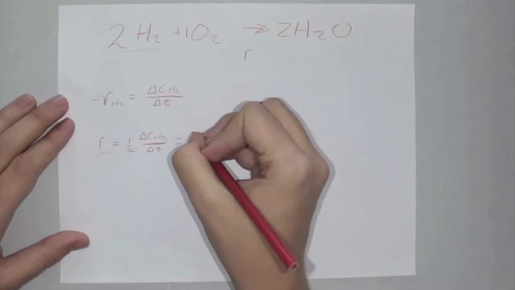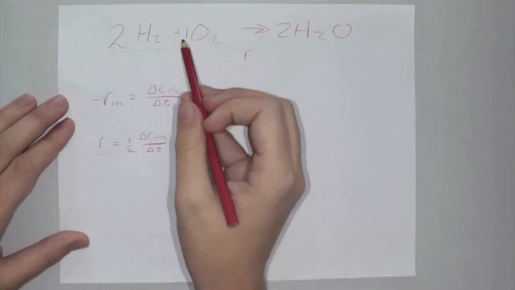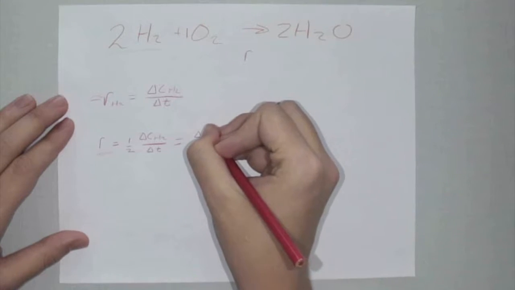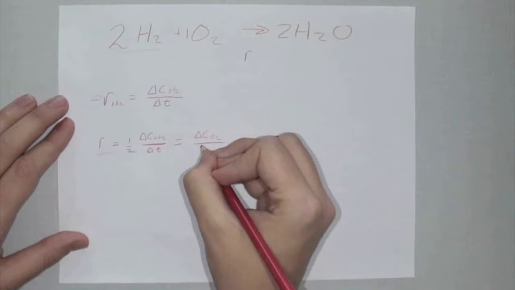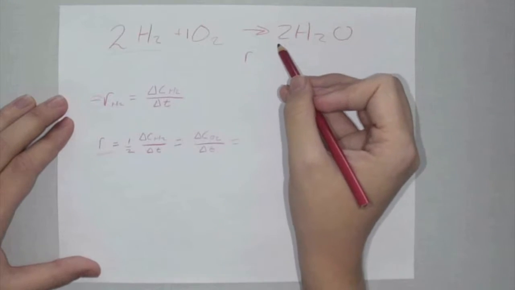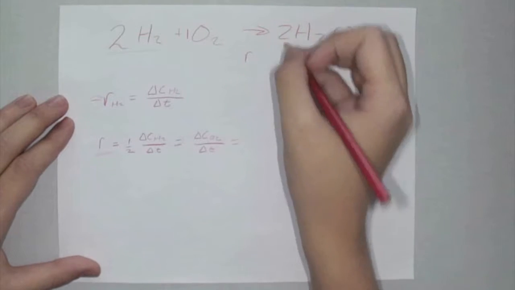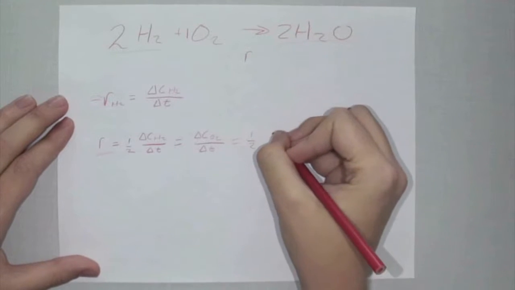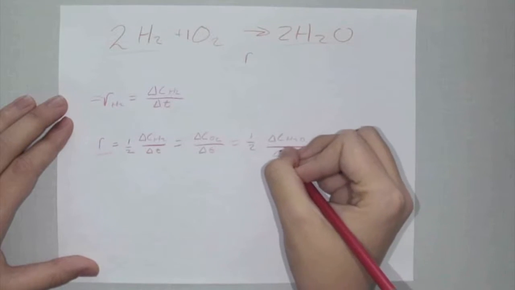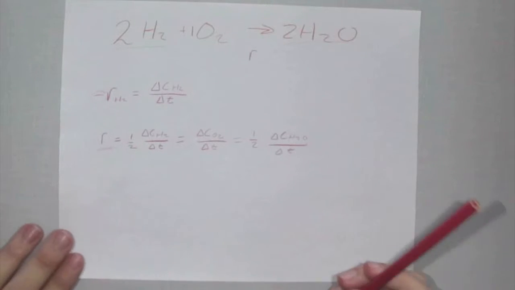So for O2, we first look at the number in front. Since it's already a 1, we can just leave it, so we won't bother writing that. We put delta concentration of O2 over the change in time. And now this is going to be the same as for H2. Since we have this 2 in front of H2O, we put a 1/2, then delta concentration H2O over change in time. Now we do have one problem here.